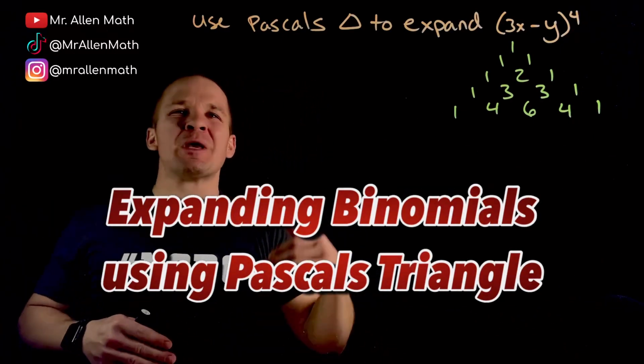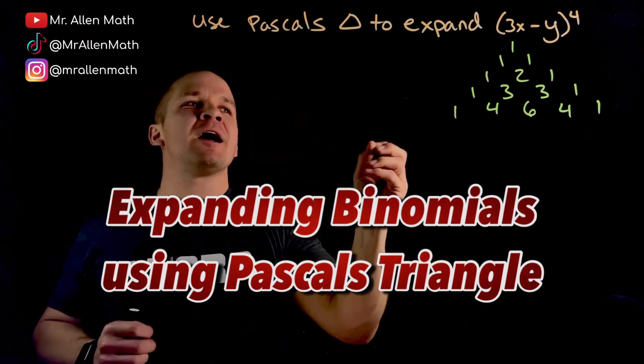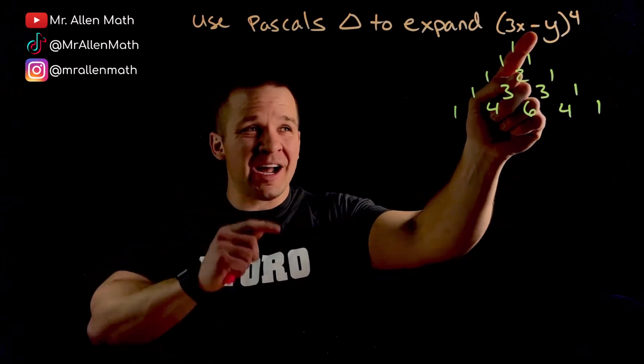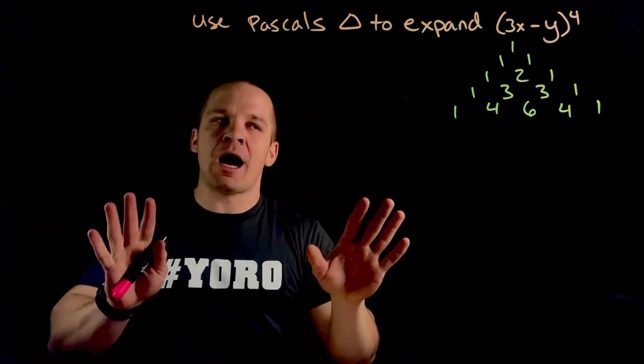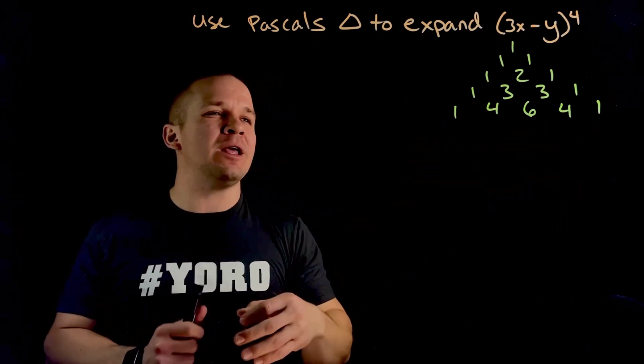Mr. Allen here. We're about to use Pascal's triangle to expand this binomial right here: 3x minus y raised to the fourth power. We are dealing with some subtraction here, so we're going to look out for that in a little bit, all right? But for now, we're all good. I have Pascal's triangle written up to the line that we need right there.